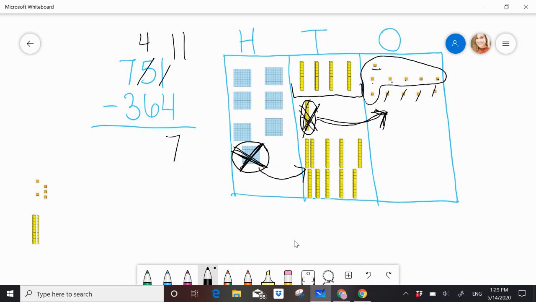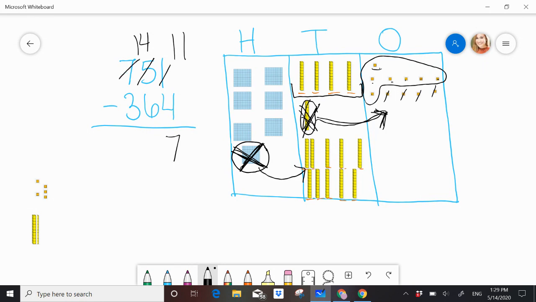How many tens do I have now? Let's count it up using this orange color. 1, 2, 3, 4, 5, 6, 7, 8, 9, 10, 11, 12, 13, 14. I have 14 tens. So I need to make that look like 14 in my model. Right now it looks like 4. I'm going to add a 1. 4 plus 10 equals 14.